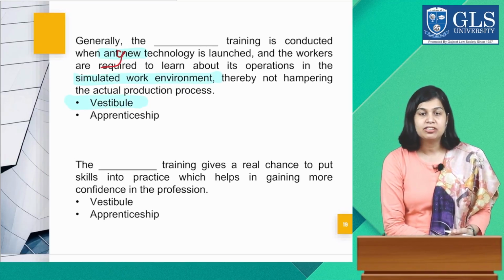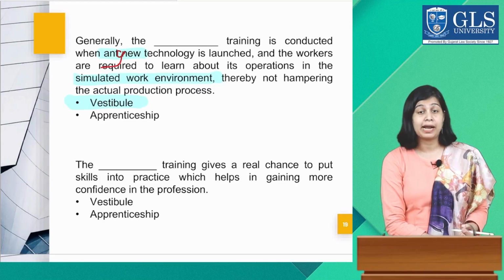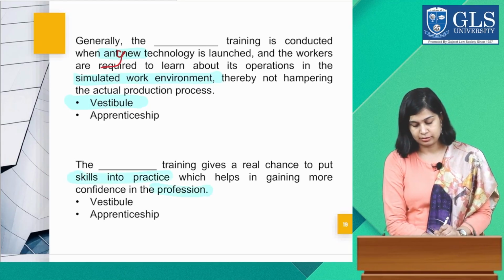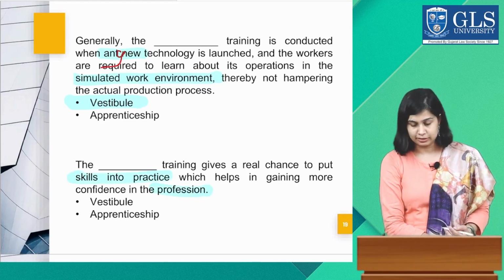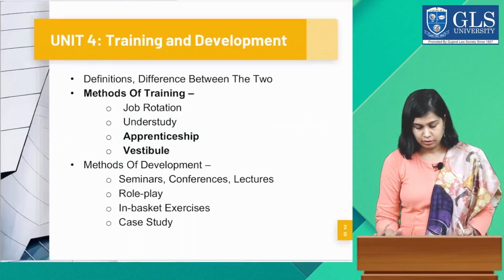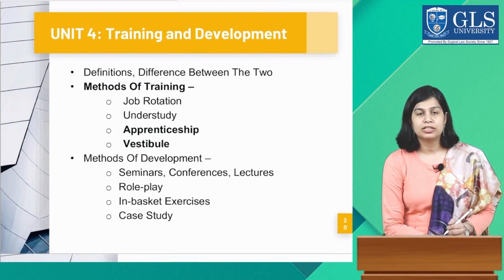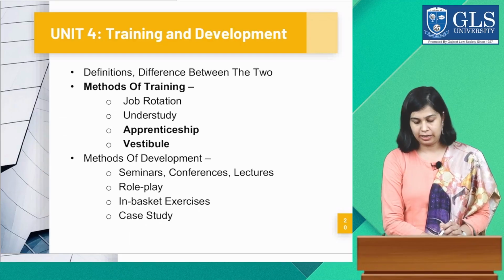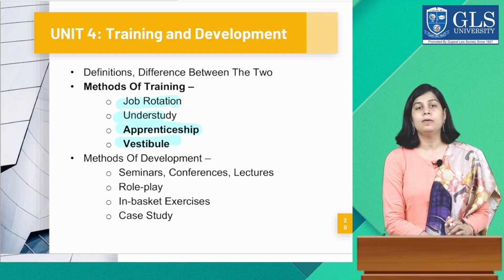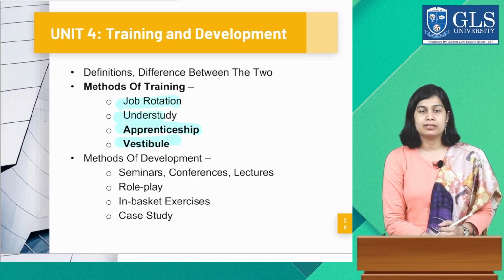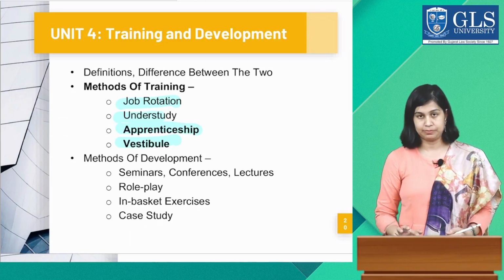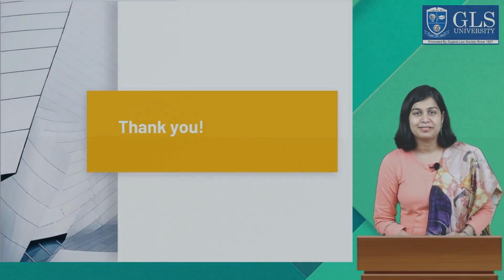Second one, the dash training gives a real chance to put the skills into practice, which helps in gaining more confidence in the profession. So when you're talking about skills, proficiency in skills in the real profession, the answer is apprenticeship training. So in the last two sessions, we've discussed 4 methods of training: job rotation, understudy, apprenticeship and vestibule. These 4 methods of training are done. In the next session, we would be discussing methods of development, and then there are 4 different methods of development. Thank you so much.